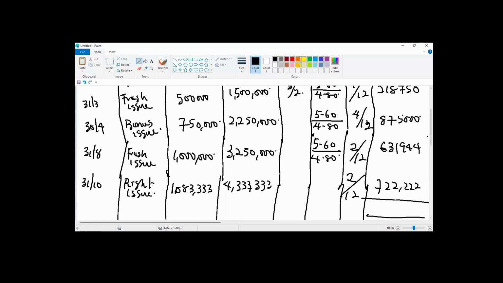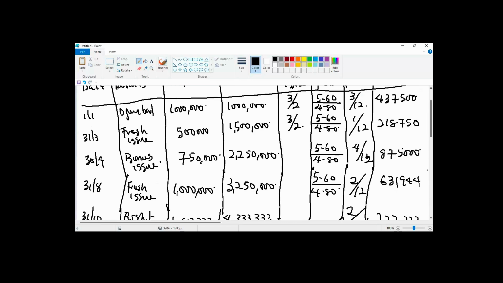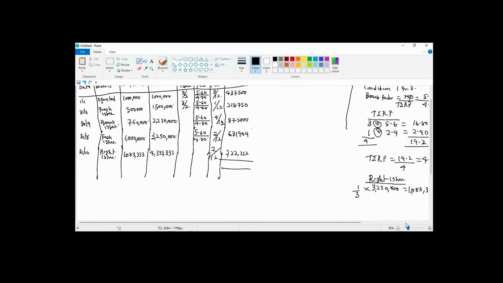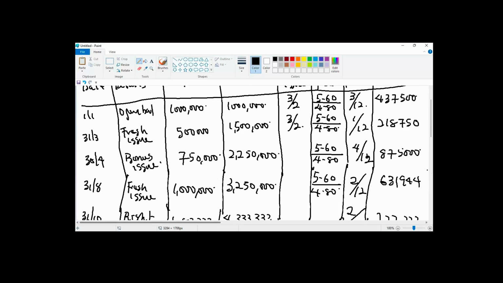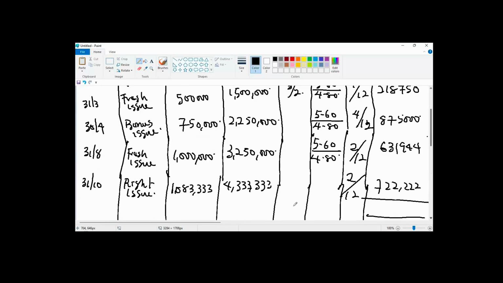I will now add everything together. That gives us 2,885,416. That is the weighted average the question wants us to calculate.